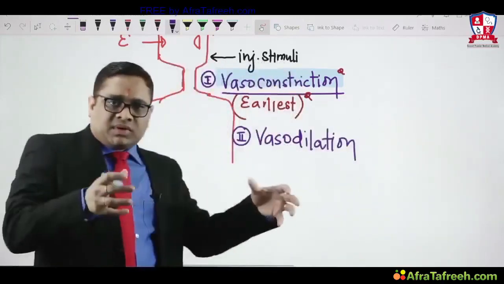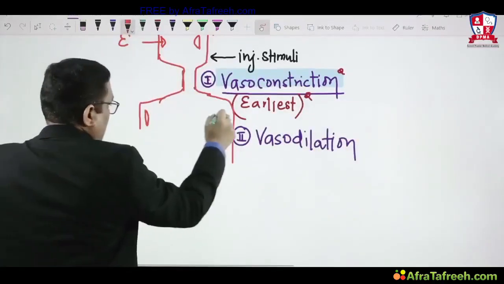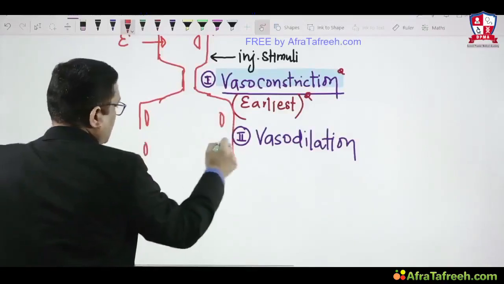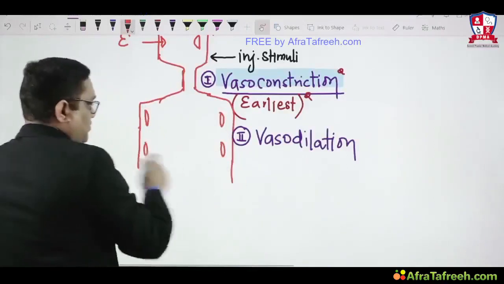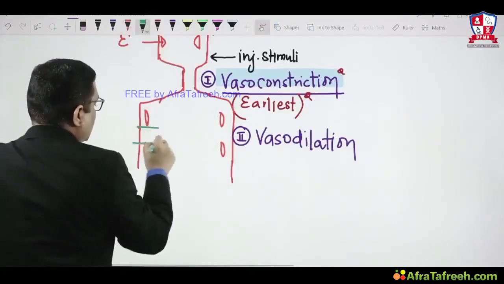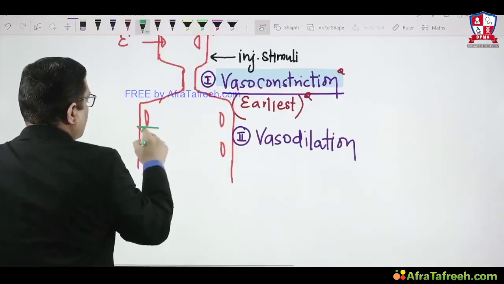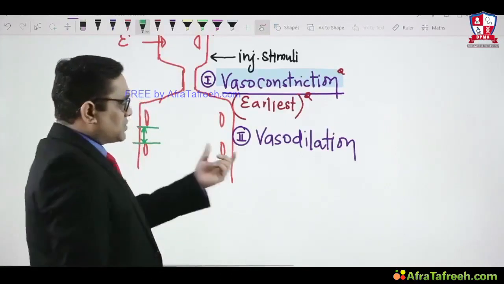When the blood vessel dilates, what will happen? The endothelial gap will be increased, right? So now we can see that because of the vasodilation, the endothelial gap has been increased. So this gap is increased in acute inflammation, right? So this is called vasodilation.